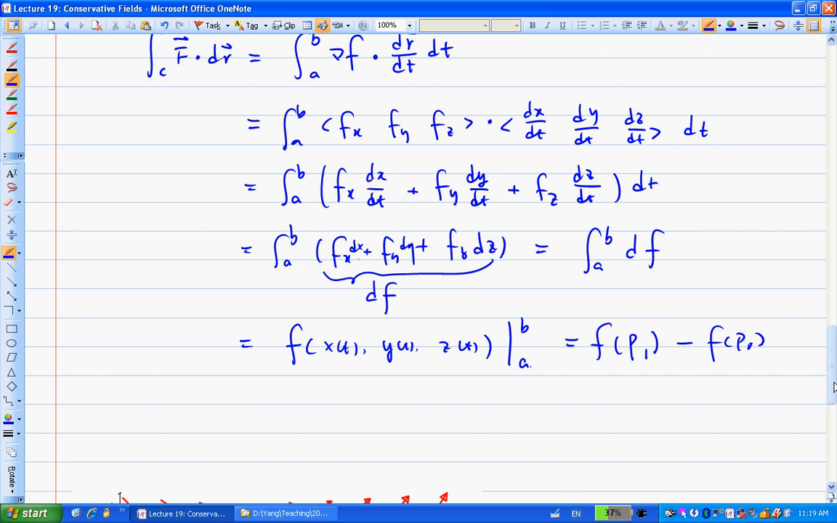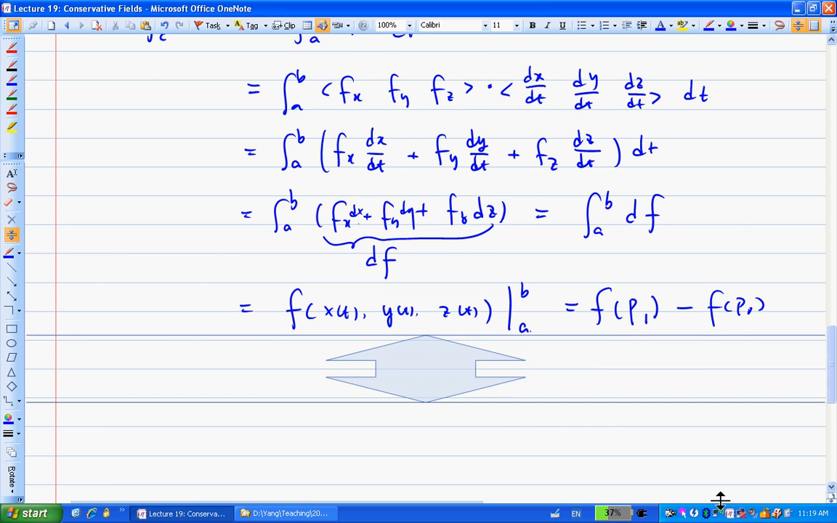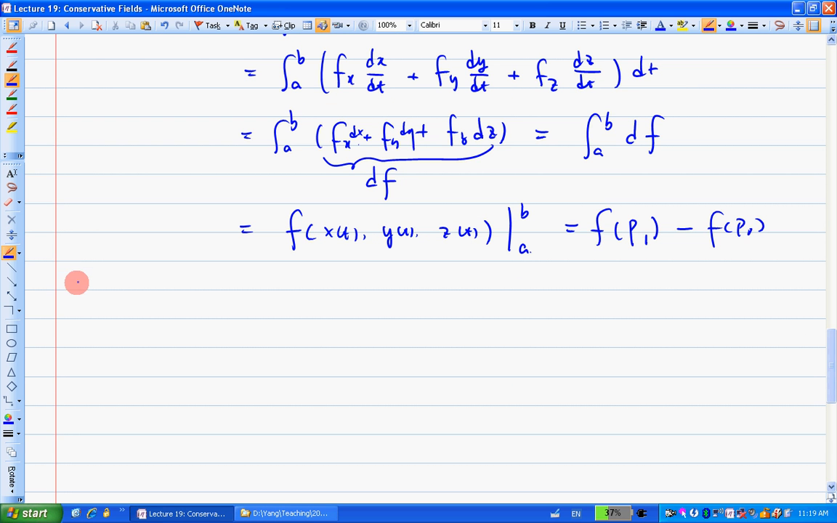So what happens here? When do you use this theorem? Basically, you can use it when this vector field F is the result of the gradient of the function f. Later we'll call this a conservative field. Whenever F is a conservative field, you can use this theorem. Otherwise, you can always rely back on your original general way of solving line integrals.